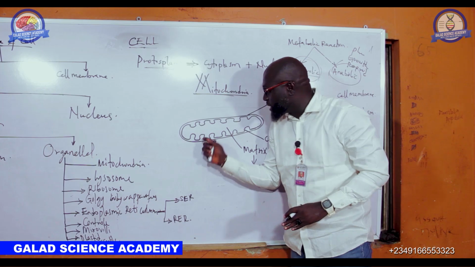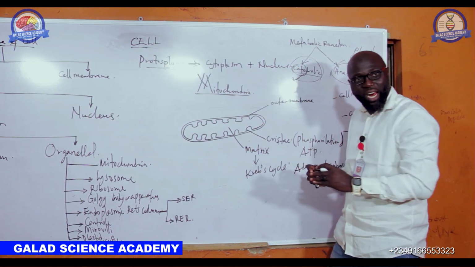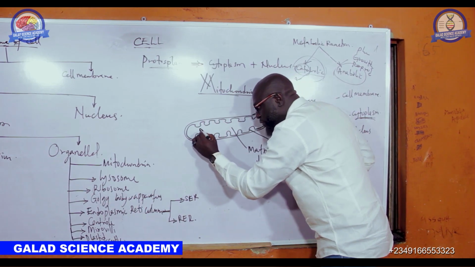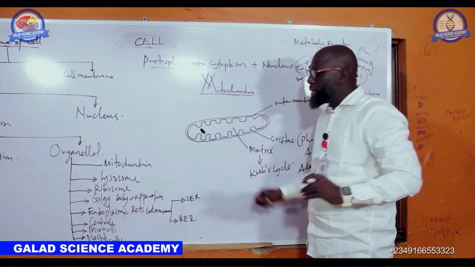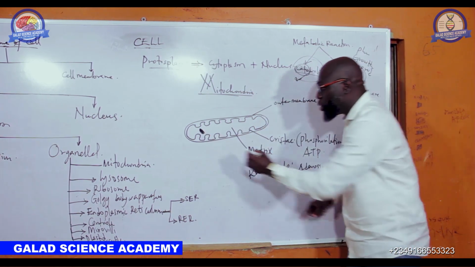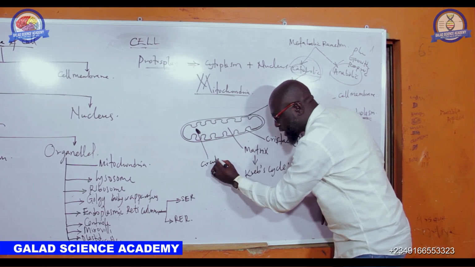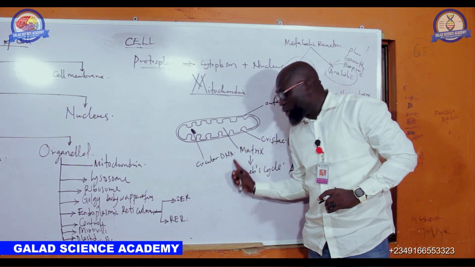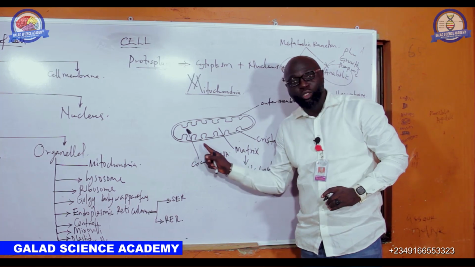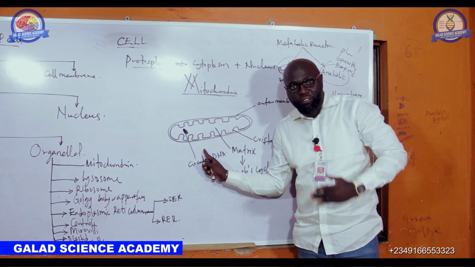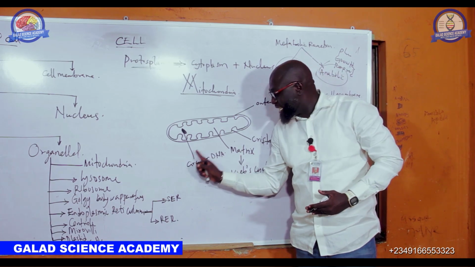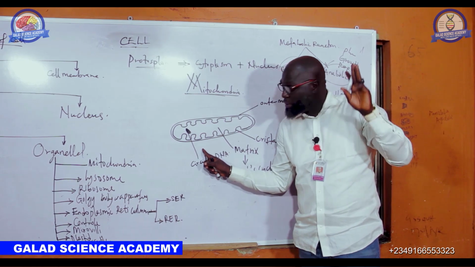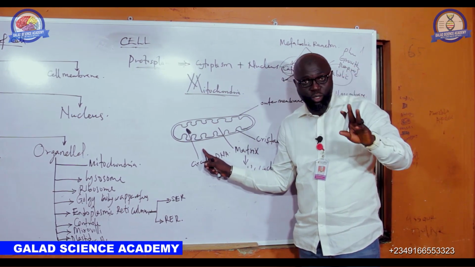The next thing we have in the mitochondria is that it also has its own DNA. This is one of the unique features of the mitochondria. The mitochondria has its own circular DNA. The presence of circular DNA makes the mitochondria a self-replicating organelle. That is, heredity occurs in the mitochondria.